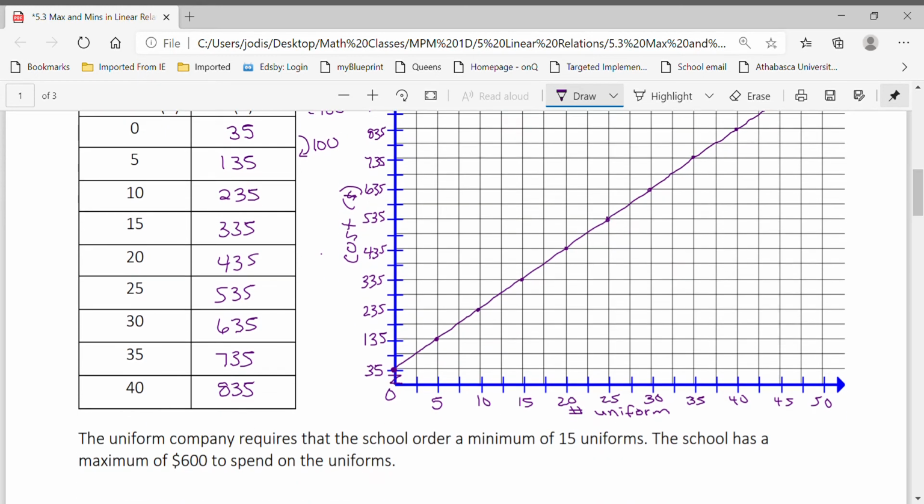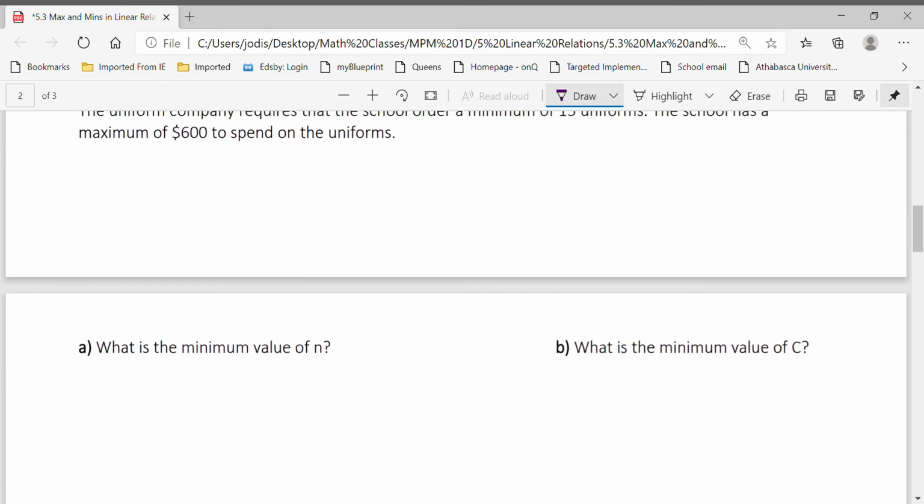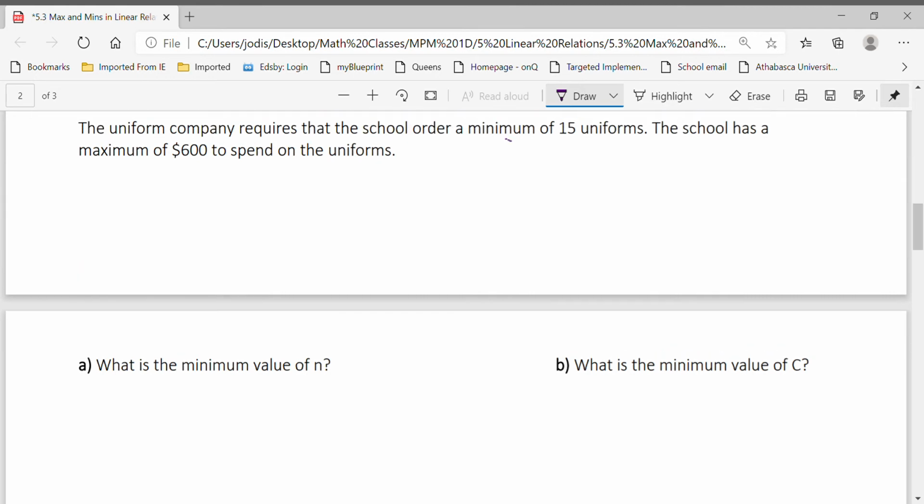This also tells us that the uniform company requires that the school order a minimum of 15 uniforms. The school has a maximum of $600 to spend on the uniforms. So, what's the minimum value of N? Well, we have to order a minimum of 15 uniforms. So the minimum is N equals 15. That's the number of uniforms.